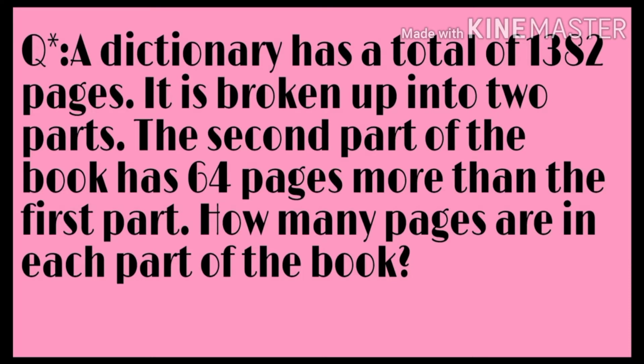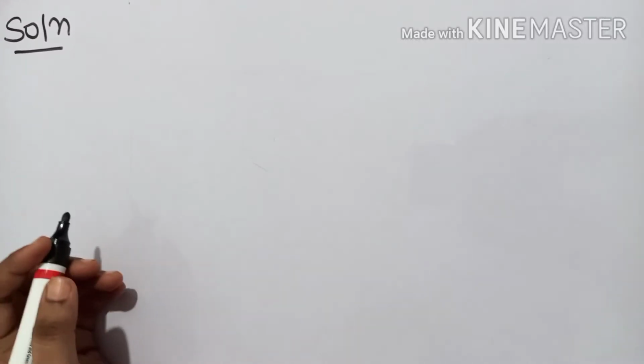Now let's start with the first question. A dictionary has a total of 1382 pages. It is broken up into two parts. The second part of the book has 64 pages more than the first part. How many pages are in each part of the book? So let's start the solution.